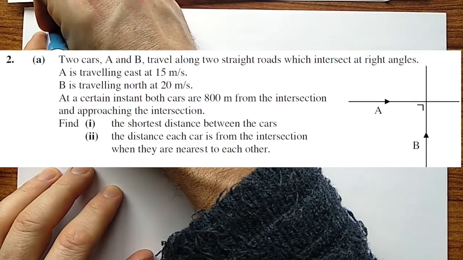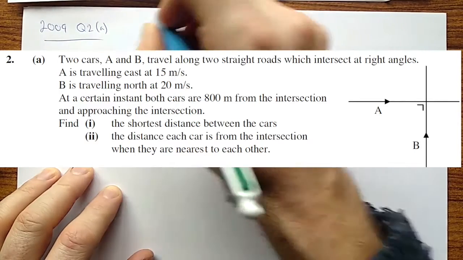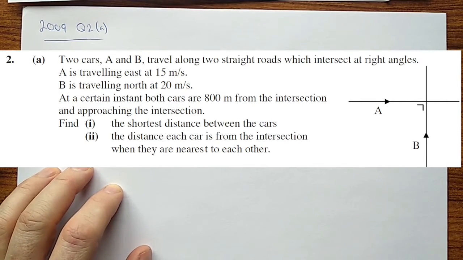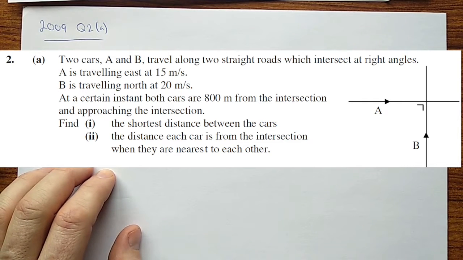Here we have 2009, question 2, part A. Relative velocity question where we have an intersection. So let's have a little look at our two vehicles approaching the intersection. Cars A and B travelling along straight roads, A at 15 meters per second east, so 15i, B 20 meters north, 20j, and we're told at a certain moment they're both 800 from it.